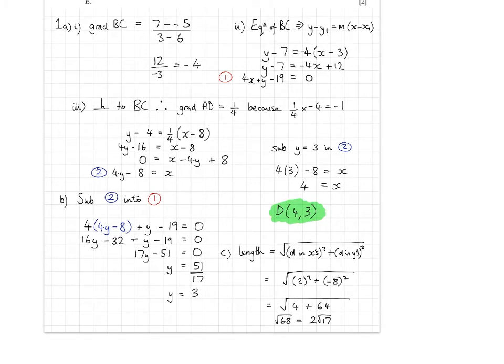And then I got that as being root 68, and then I put that into simplest form, as we should always cancel down to simplest form whenever and wherever we can. So that became 2 root 7. Sorry, 2 root 17. Although looking back in the mark scheme, they've actually given the full marks for saying root 68.